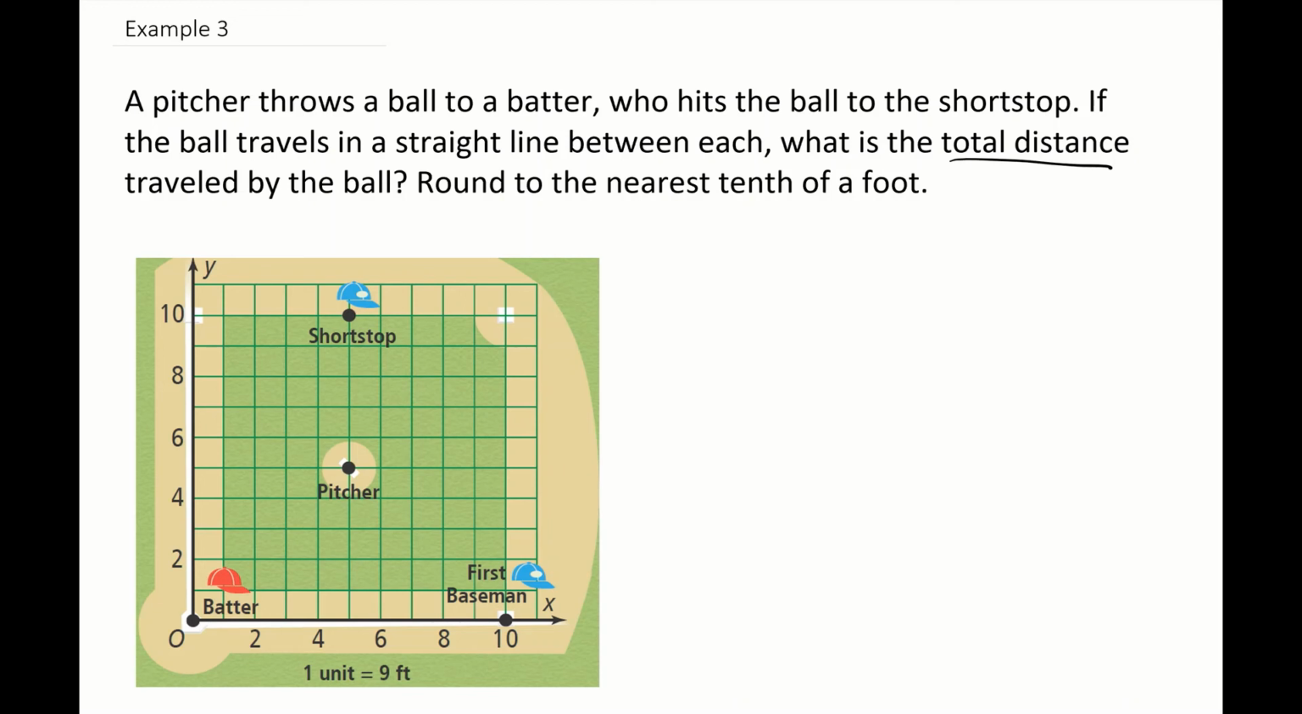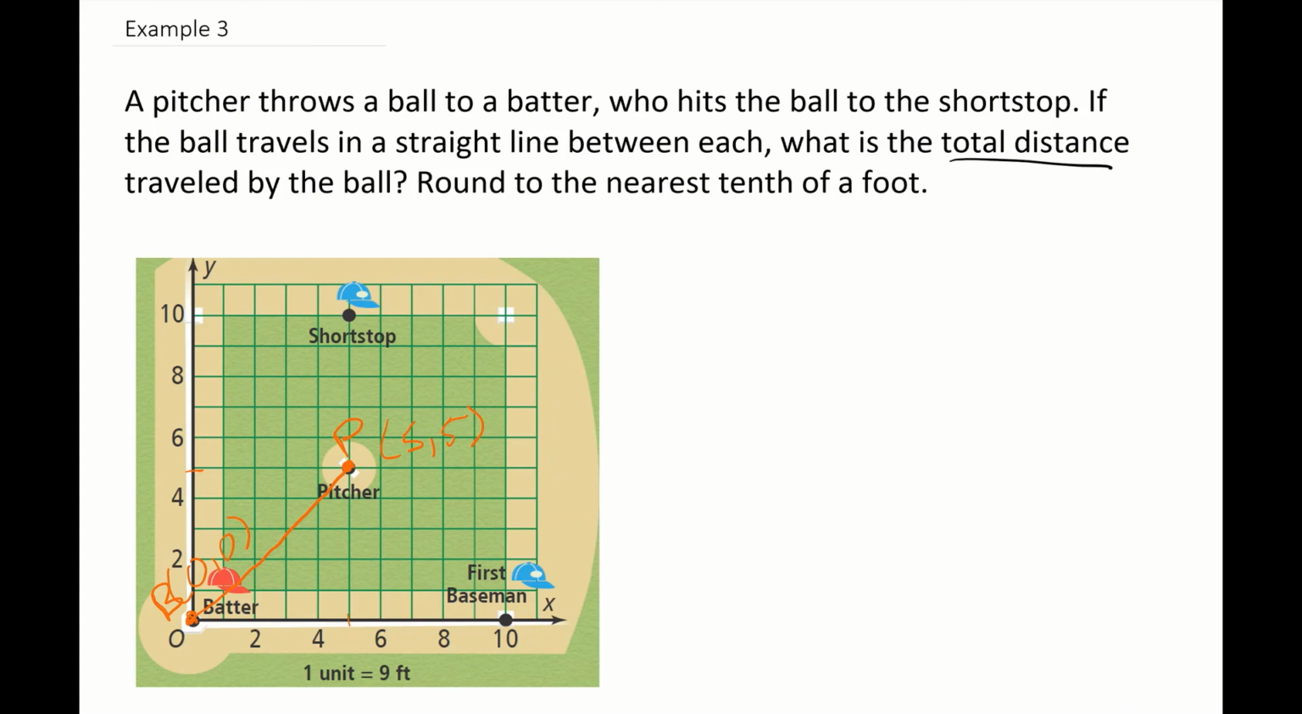Okay, so let's plot out the scenario here. So first off, the ball is going from the pitcher to the batter, right? In a typical ball game, baseball. So it's going here, right? So we got to figure out the distance from there to there, from P to B. So we'll call that P, and then we'll call this B. And the coordinates of B, let's go ahead and write that down. Well, that's going to be 5 and 5. That's the coordinates of P, of the pitcher. And the coordinates of the batter are 0, 0.